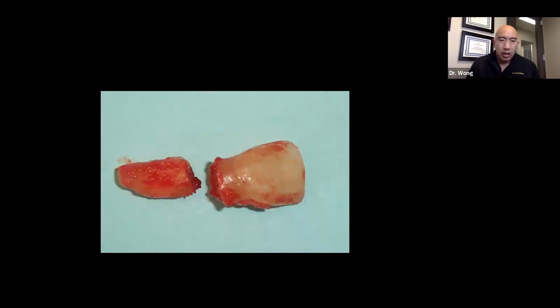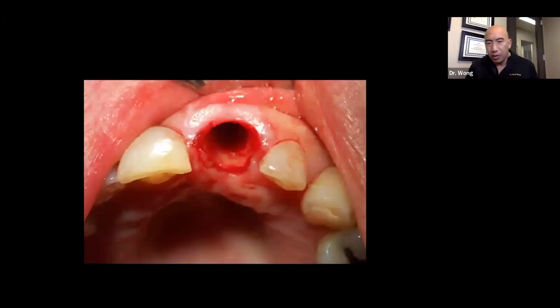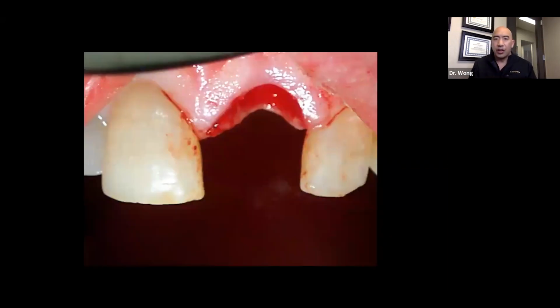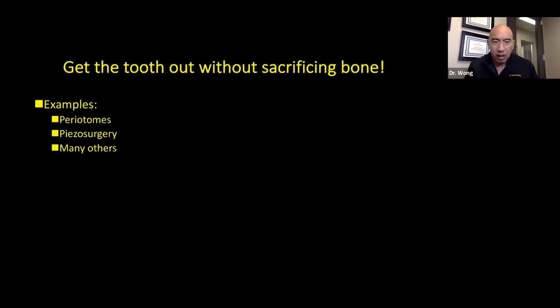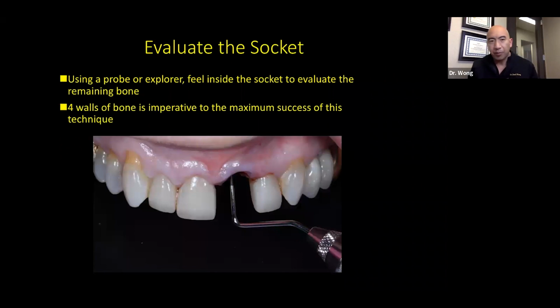At this point, you're going to observe that you've got a nice socket. You have intact papilla on the mesial and distal sides. We haven't over-traumatized the soft tissue. This is what it looks like from the facial. So the biggest thing here is just getting the tooth out without breaking that labial plate. And that's the key thing.